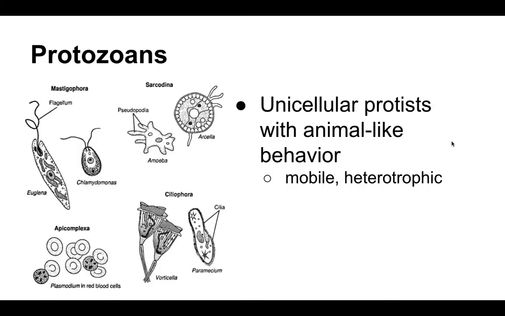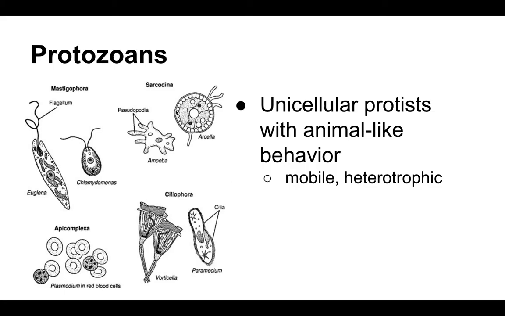Okay, the second group that we'll look at for our protists are protozoans. These are just unicellular protists that act like animals. So they don't meet the requirements for animals because animals have to be multicellular. We have to be more complex. So these are almost like miniature animals out there.